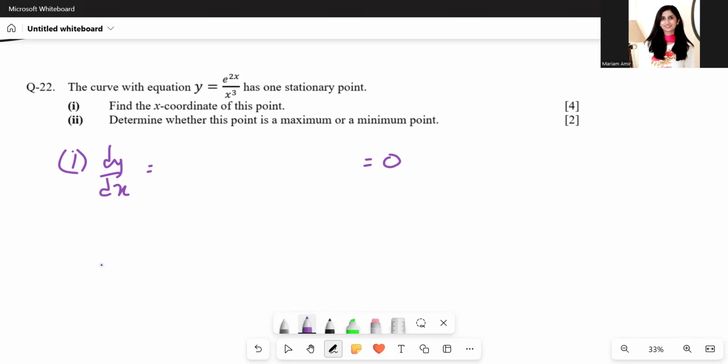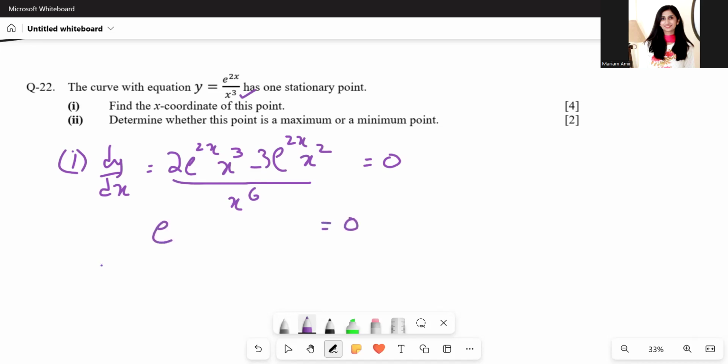So using the quotient rule, differentiate the numerator first, which will be 2e power 2x times x cubed, minus sign in between, differentiate the denominator and multiply the numerator with that. So the numerator is e power 2x. The derivative of the denominator would be 3x squared. And in the denominator, we square the original denominator, so it's going to be x power 6. All right. So x power 6 goes and multiplies with 0, eliminates.